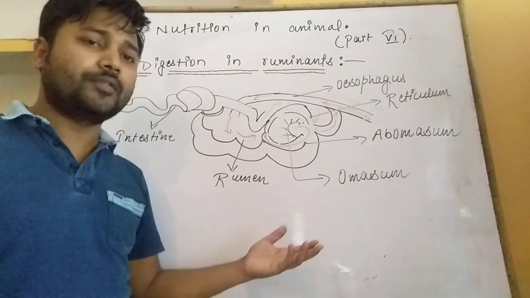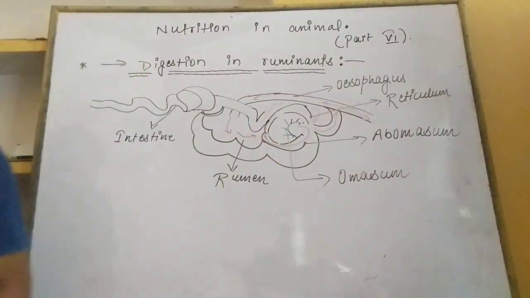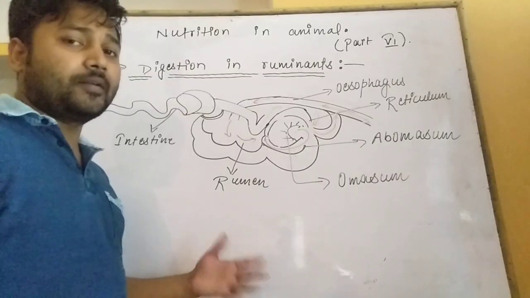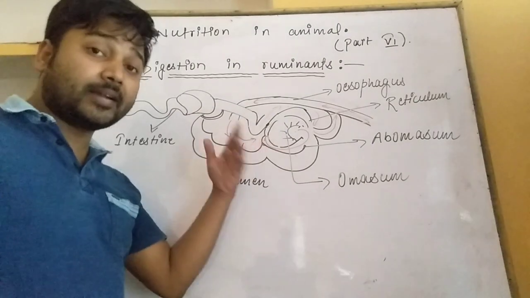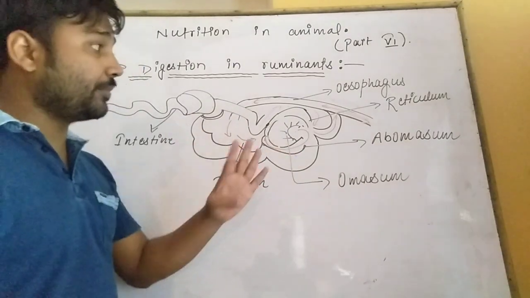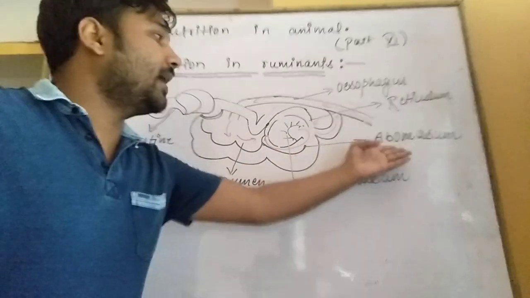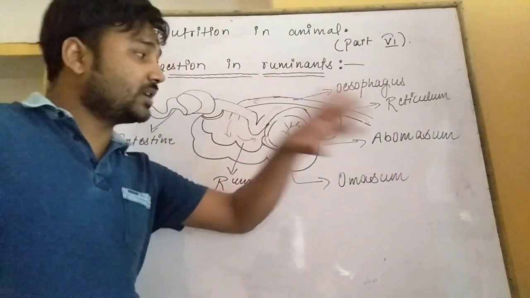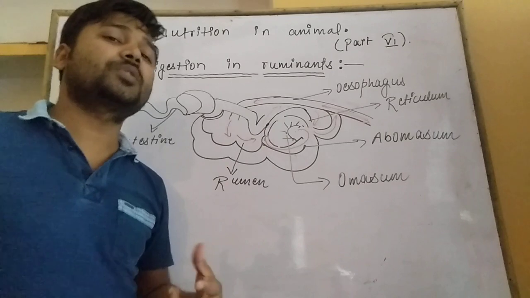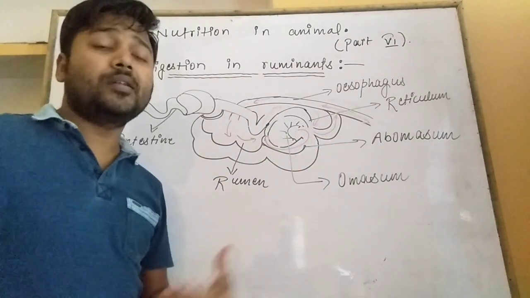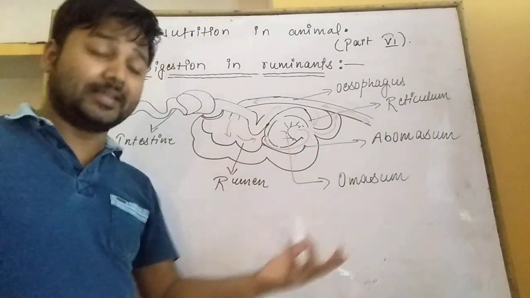After the absorption of water in the omasum, the food is directly transmitted to the fourth chamber. That chamber is known as the abomasum. फोर्थ चैम्बर होता है abomasum, जो डायरेक्टली एब्जॉर्प्शन के बाद, वाटर के एब्जॉर्प्शन के बाद ये ट्रांसफर होता है, where the gastric juice gets released.